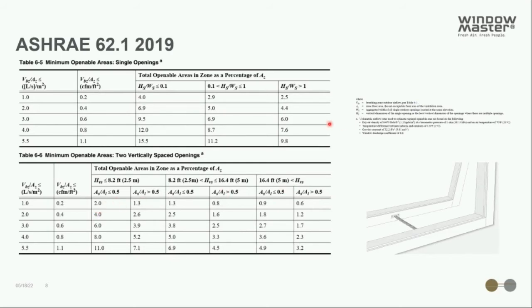It has to be mentioned that these tables are made on a temperature difference between inside and outside of only 1.8 Fahrenheit, corresponding to 1 Kelvin. So this is a very low pressure that we are basing these tables on.